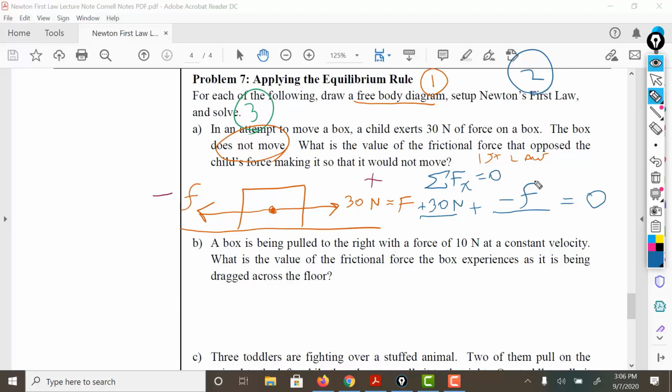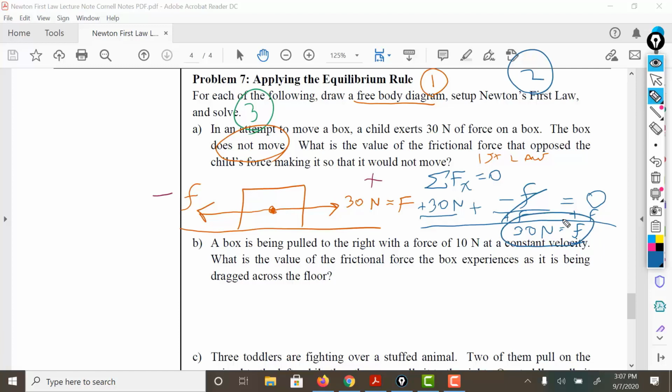It's very important that you have good Algebra 1 skills in solving linear equations, and we're going to really develop that in this class. I want to get the F by itself. I'm going to add F to both sides. These cancel out, and I'm left with 30 newtons equals friction.